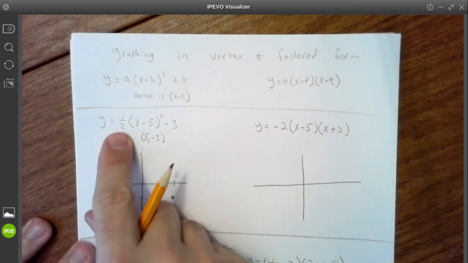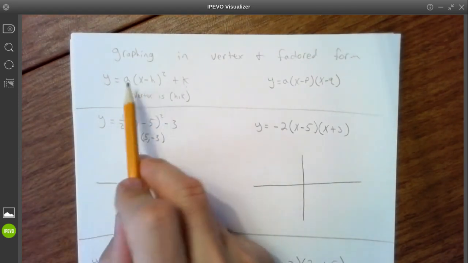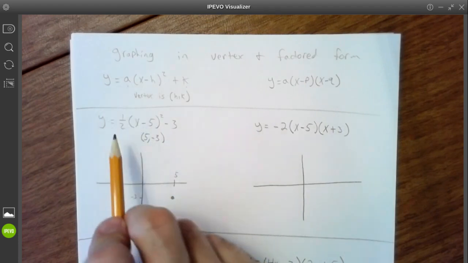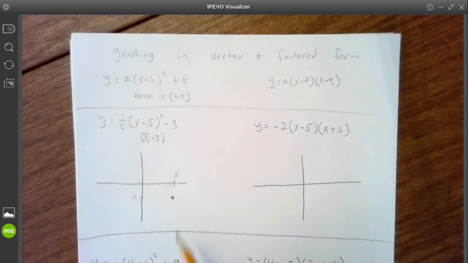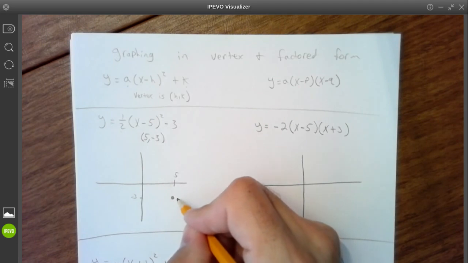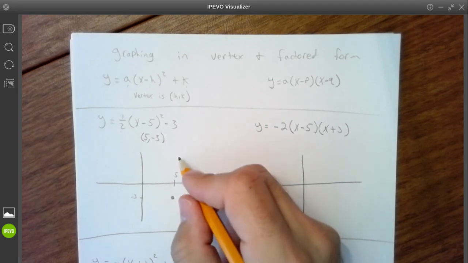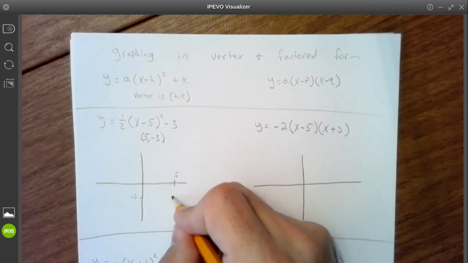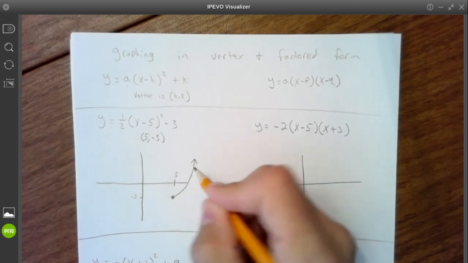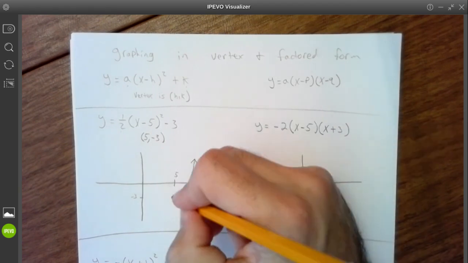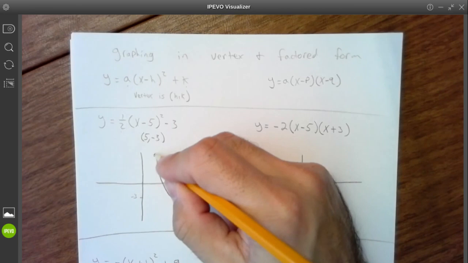And then because this 1/2 right here, this a value, is positive, that's going to mean that my parabola, my graph, is going to be opening upwards. So that's all the information I'm going to use here: the fact that I know my vertex and I know that it's opening upward.